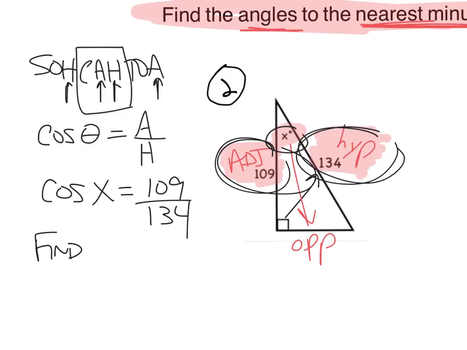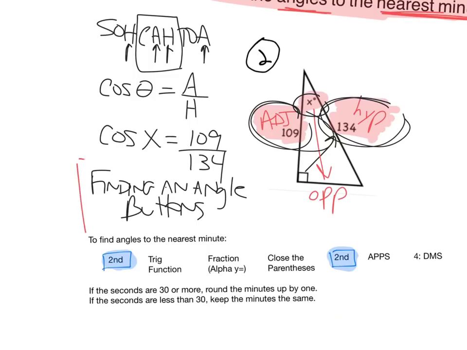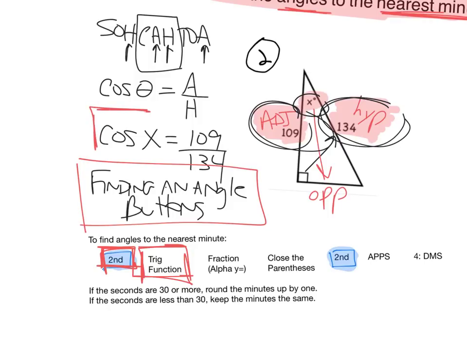When you're finding an angle, once you have it substituted into the rule, then you go through your series of buttons to determine what your angle is equal to. Anytime you're finding an angle, the first button you always press is second. So we're going to press second and then our trig function, which in this problem is cosine. So we're going to press second cosine. We'll do alpha y equals and set up our fraction. So our fraction is 109 over 134.